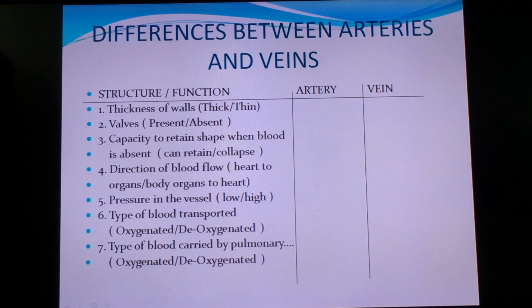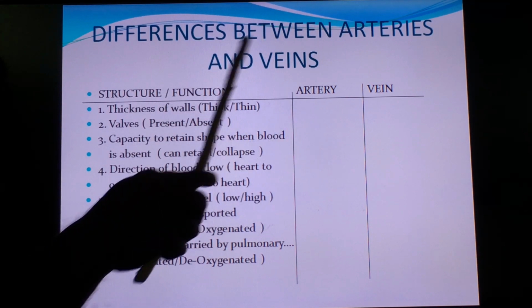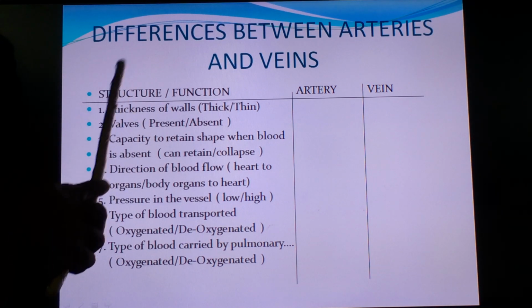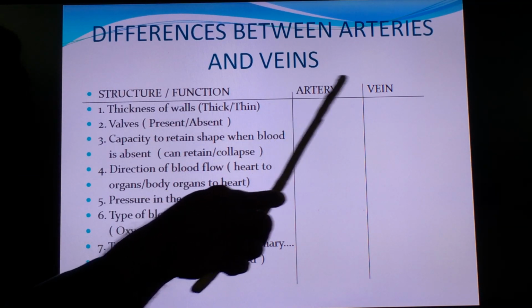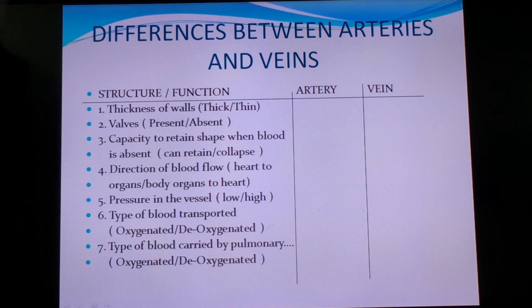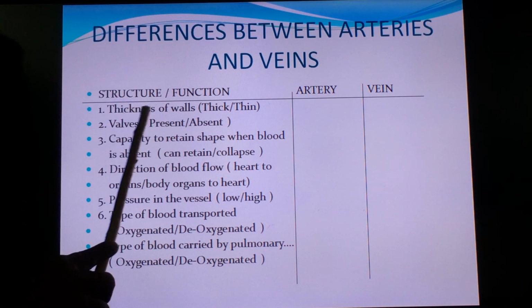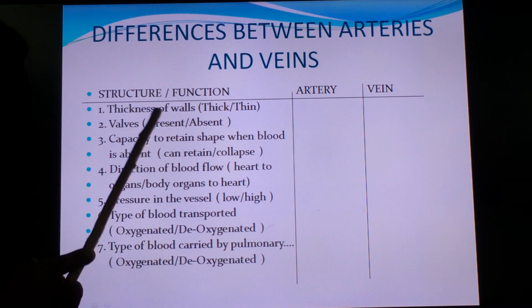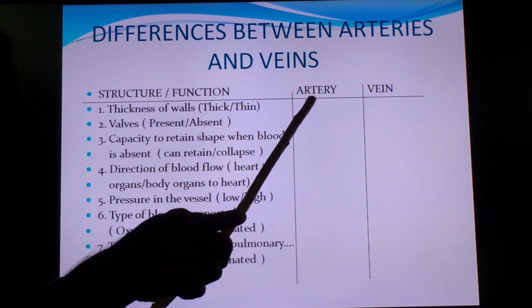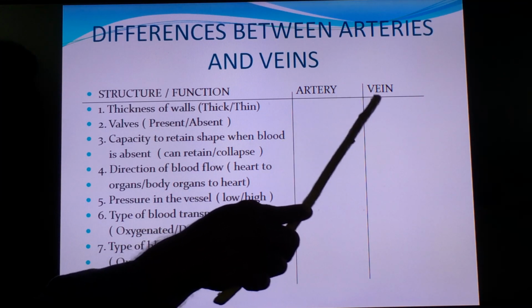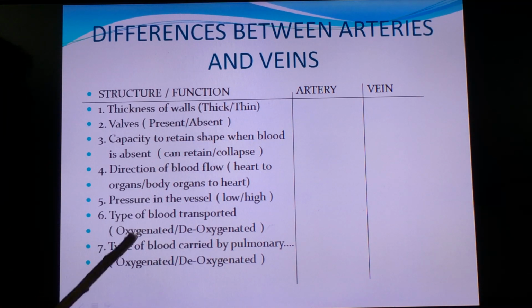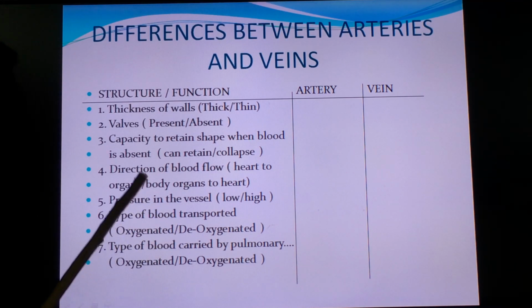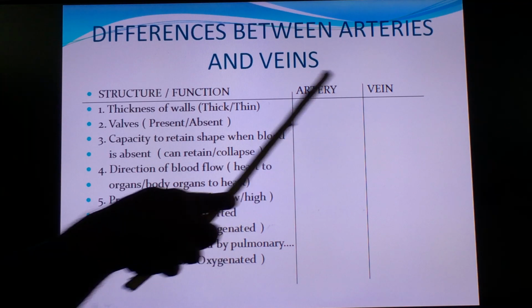Next, here we can find differences between arteries and veins. Already I explained in the previous structure and function of artery and vein. Here you write down in your white book: thickness of walls. Walls means the walls of arteries or veins. For arteries you have to write thick, and for veins thin. What is the reason? Walls in Telugu are called godalu. Arteries have thick walls, veins have thin walls.